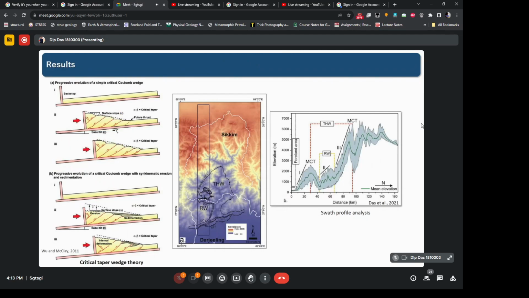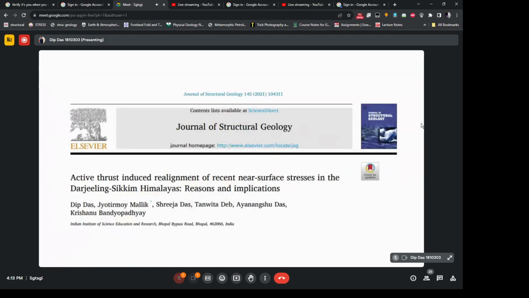Now if we look at the swath profile of the region, here is the swath marked by this rectangle. In this swath profile we see that the Rangit window region has lost significant taper. According to the taper wedge theory, the area will reach its critical taper, and until then the area will uplift. So from this we can say that the Rangit window might be the active structure or active zone in the region, and this is because of the enhanced erosion by the combined effect of the Tista River as well as the Rangit River. This study was published in the Journal of Structural Geology in 2021.